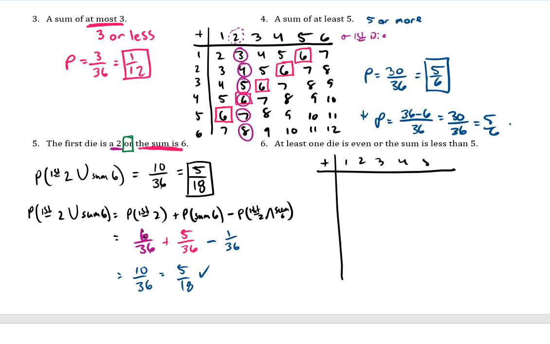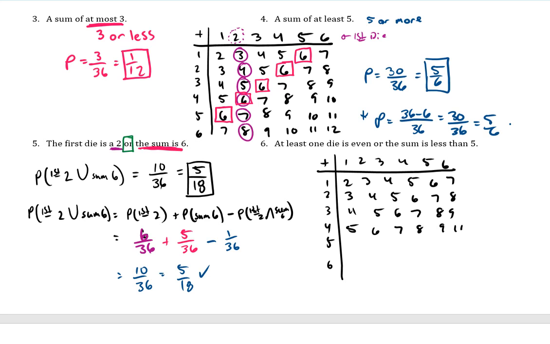So 1, 2, 3, 4, 5, 6. 1, 2, 3, 4, 5, 6. And then 2, 3, 4, 5, 6, 7. 3, 4, 5, 6, 7, 8. 4, 5, 6, 7, 8, 9. 5, 6, 7, 8, 9, 10. 6, 7, 8, 9, 10, 11. 7, 8, 9, 10, 11, and 12. All right, so there it all is. So this is everything that could happen. All right, and then let's break it down.